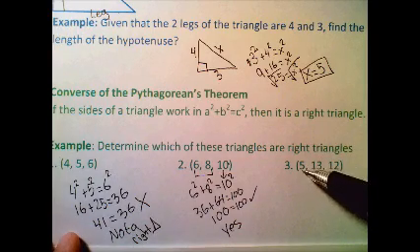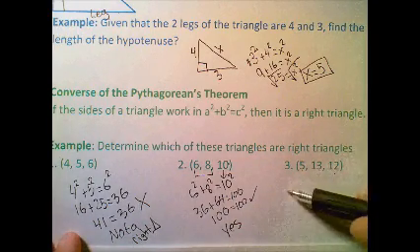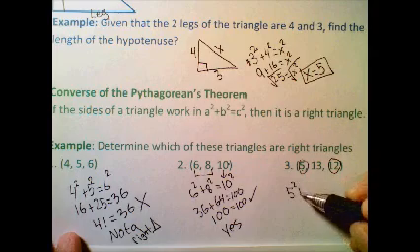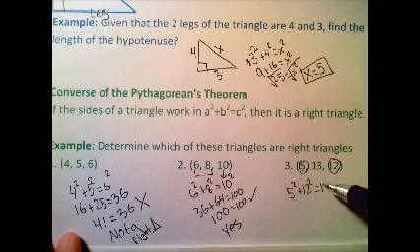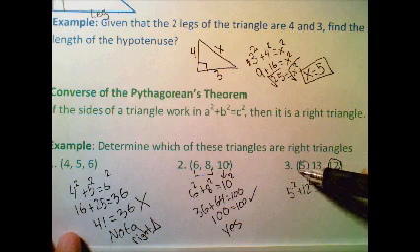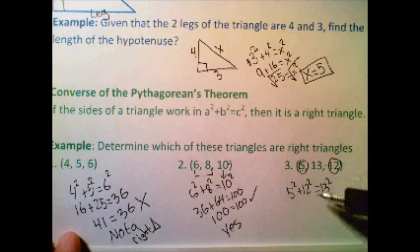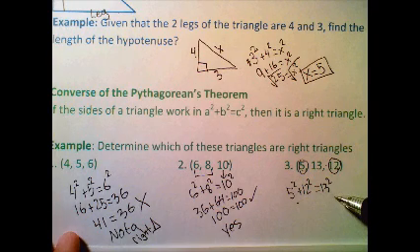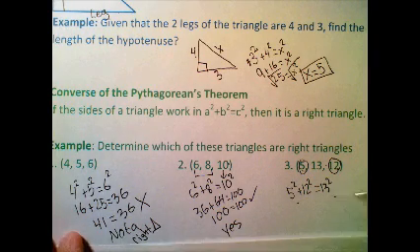Now the key thing is to remember, the smaller sides have to go on the left side. And the 5 and 12 are going to be my smaller sides. So I use 5 squared plus 12 squared equals 13 squared. Remember, the order does not mean anything. 12 could be here, 5 could be there, it doesn't matter. Just make sure you're using the smaller sides on the left side, the largest side, the hypotenuse, on the right.